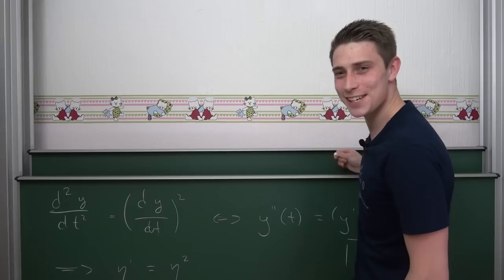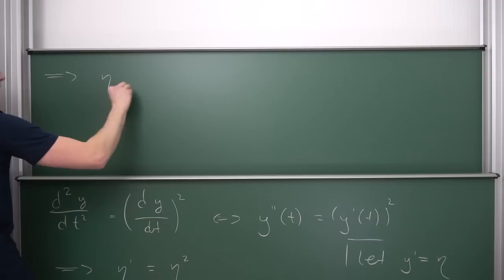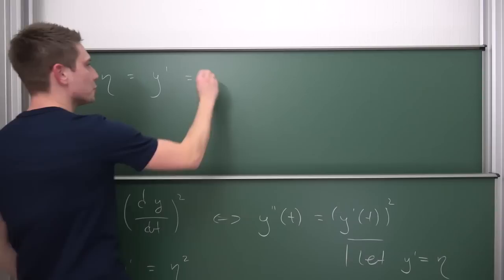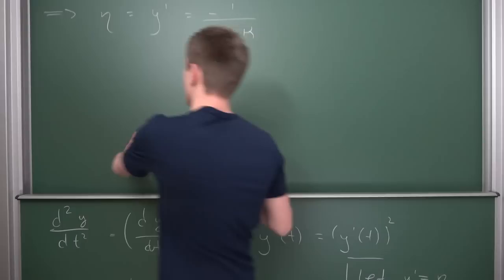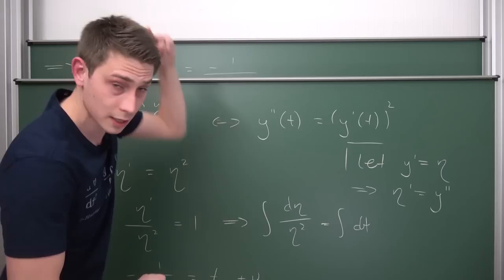So we are going to end up with eta, which is nothing but y prime, being equal to negative 1 over t plus kappa. And now we are going to go through the same process again, integrating both sides with respect to t, and then we are basically done. This is a second order nonlinear differential equation, meaning we are going to end up with exactly two constants.